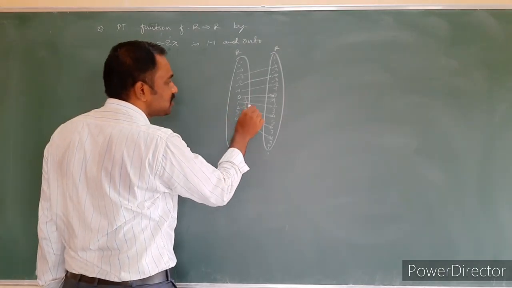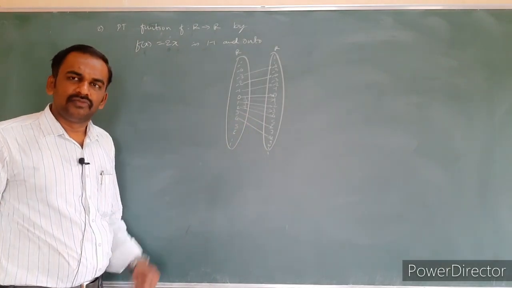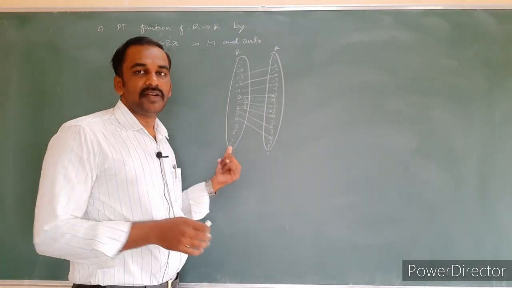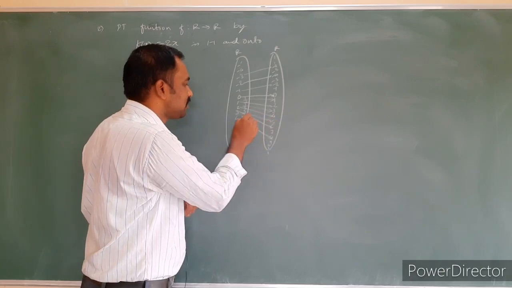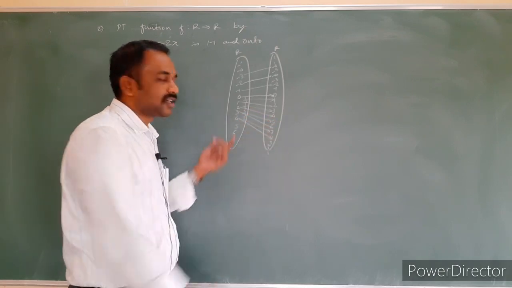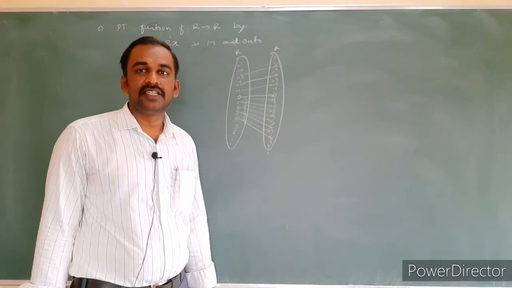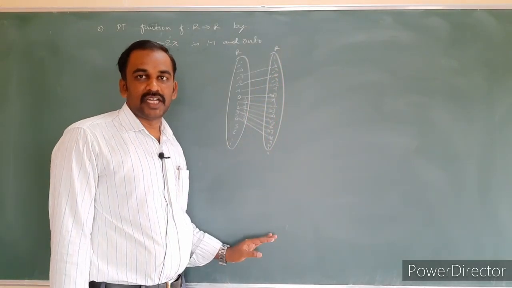2 gets cancelled. Image of 3 by 2 is 3. Whatever the number is, take all the elements. Pre-image of 5 is 5 by 2. Pre-image of 7 is 7 by 2. Like that, every element has pre-images. Are you clear about this one?